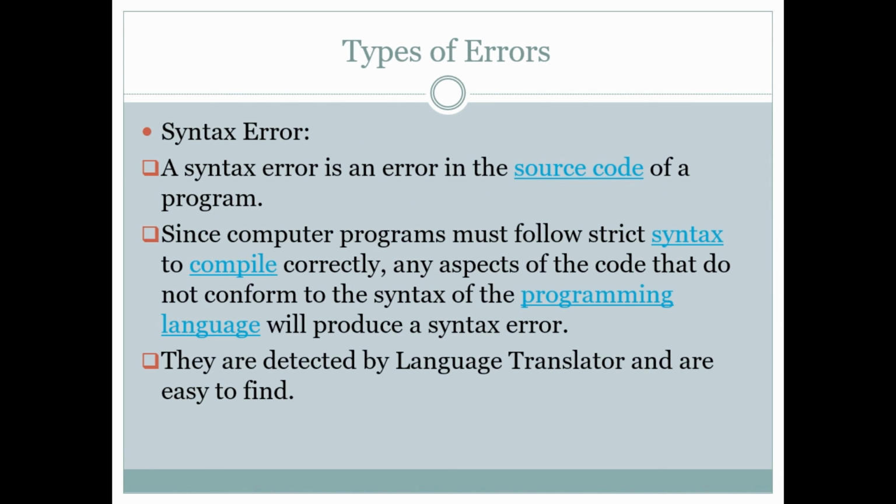Now, types of errors. There are different types of errors. There are syntax errors. A syntax error is an error in the source code of a program. Since computer programs must follow strict syntax to compile correctly, any aspect of the code that does not conform to the syntax of the programming language will produce a syntax error. They are detected by the language translator and are easy to find.